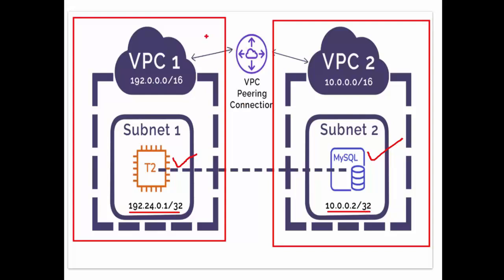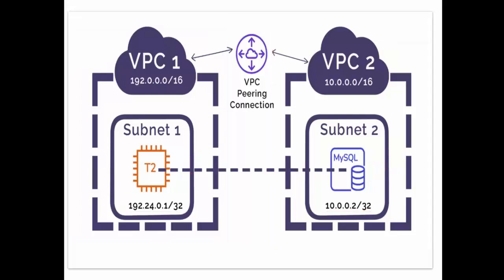So first we create two VPCs, then establish the peering between them. Then I will show you how these two EC2 instances in different VPCs communicate with each other with the help of private IP. You will see the entire process here in depth. So please keep watching the video. So let's start.